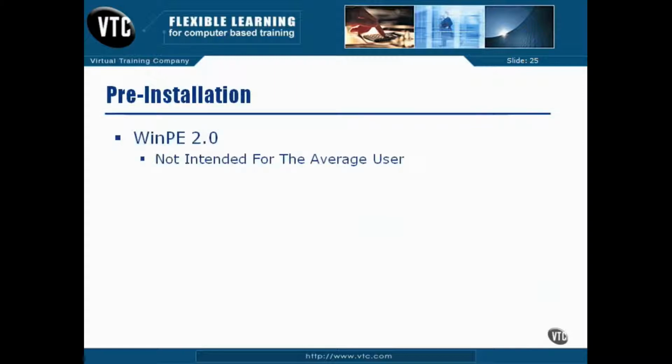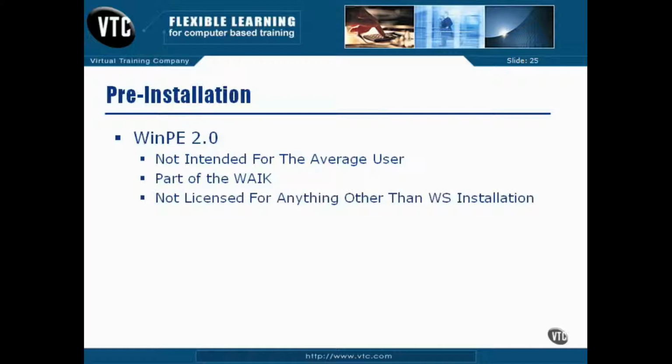First of all, this is not intended for the average user. Microsoft has kept this away from us intentionally. They are now exposing it through the Automated Installation Kit, which we'll talk about a little bit later on. So all you're going to do is download the Automated Installation Kit and you'll have access to it. Now here's something that's interesting. It's really not licensed for anything other than a Windows Server installation. So I'm just going to leave that with you for what it's worth. To use this thing for anything other than a Windows Server installation is against the license that you've been granted with the Automated Installation Kit.